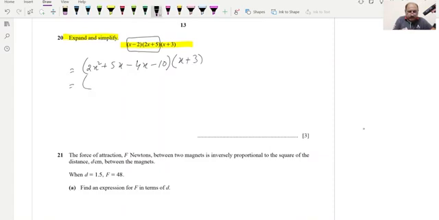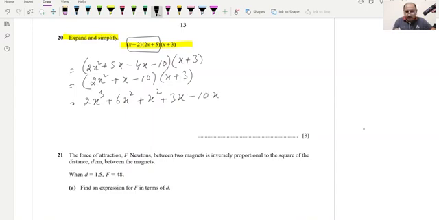Next, further we can simplify this, adding like terms. So 2x squared plus x minus 10 into x plus 3. Now we can multiply again. So it will be 2x squared into x will be 2x cubed, and 2x squared multiplied by plus 3 will be plus 6x squared. X into x will be x squared, and x into 3 will be plus 3x. Then minus 10 into x will be minus 10x, and minus 10 multiplied by plus 3 will be minus 30.